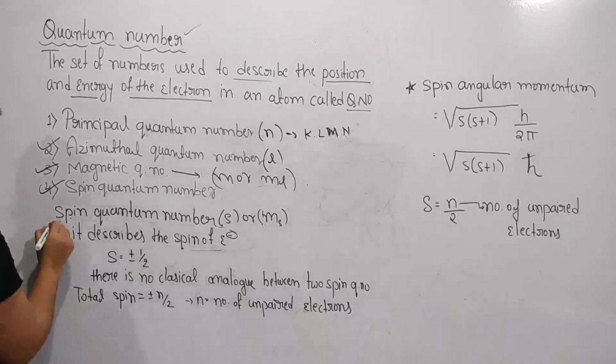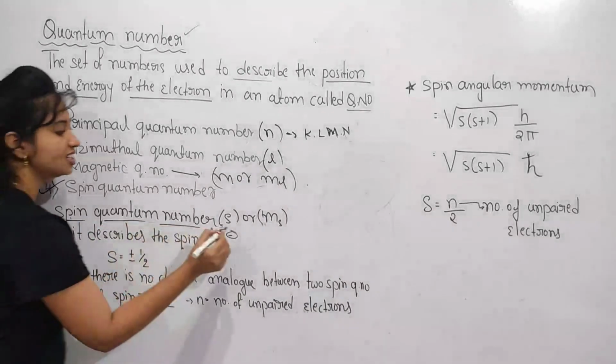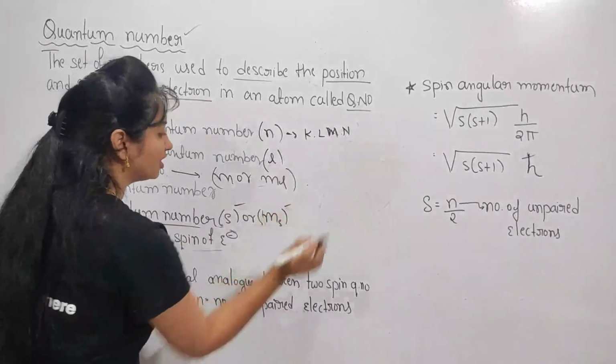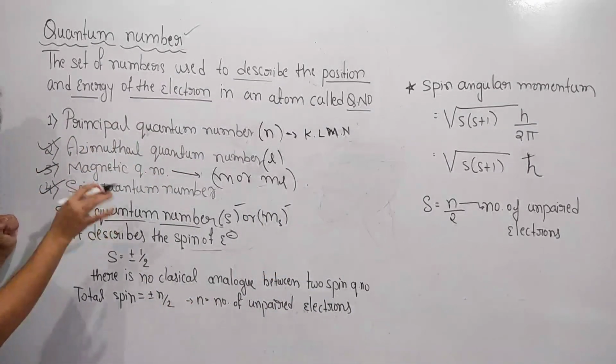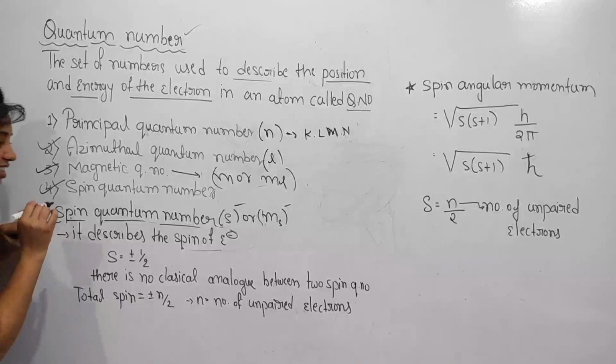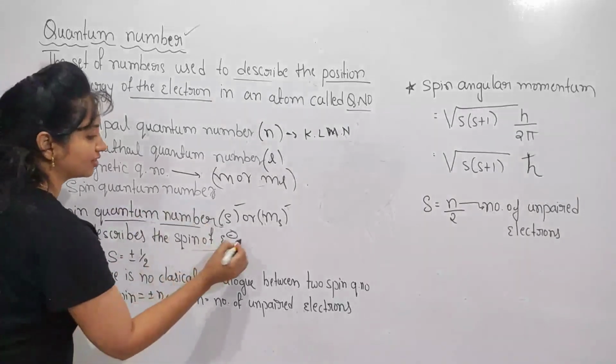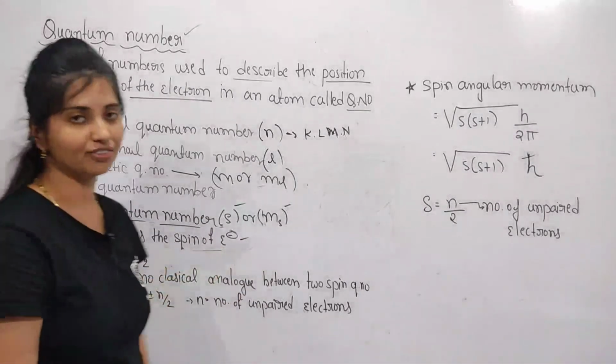Spin quantum number. The spin quantum number is denoted as S or MS. What the spin quantum number tells us is the spin of the electron. It describes the spin of the electron.